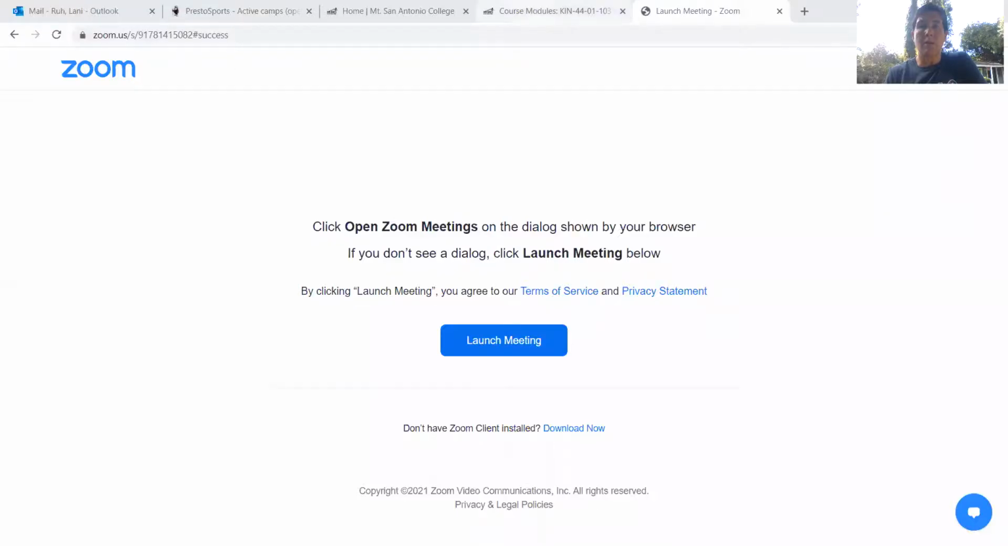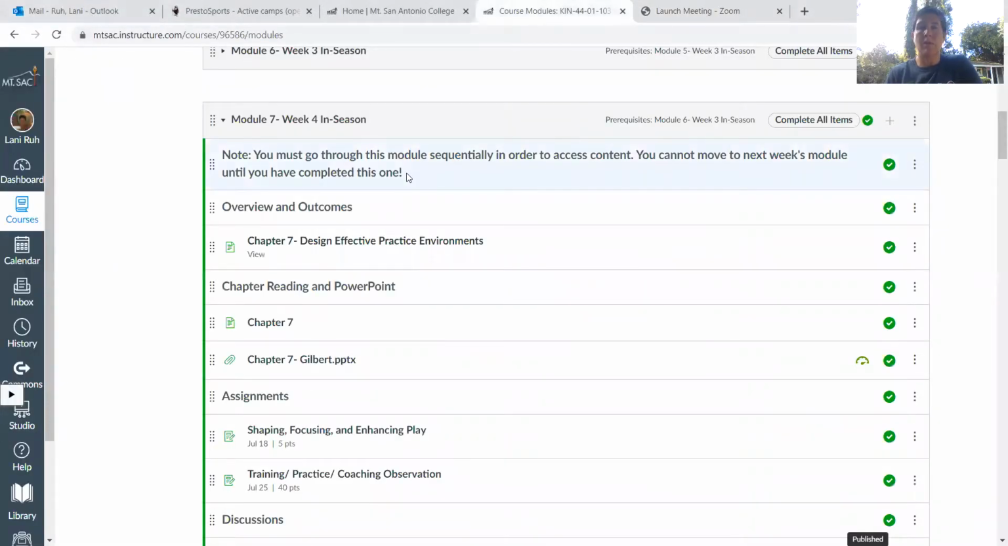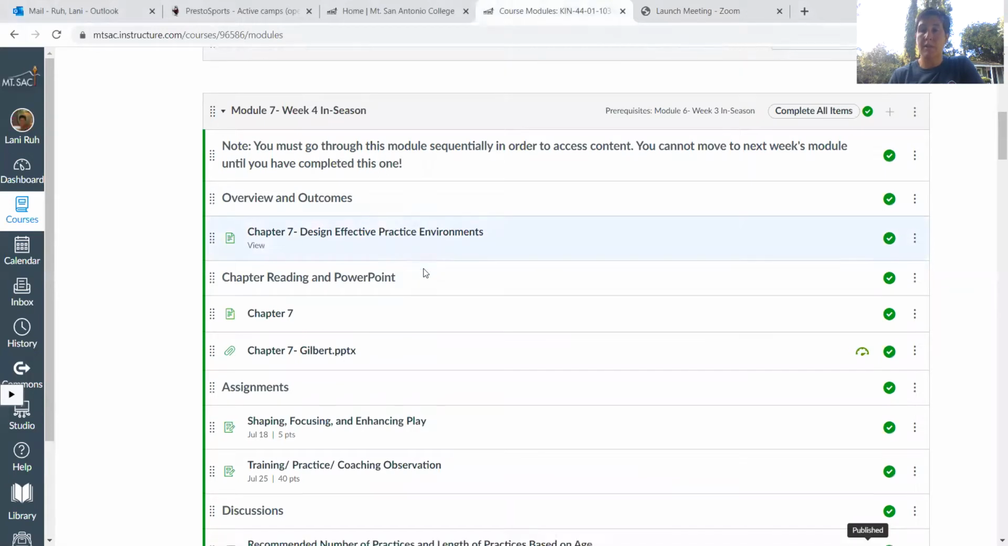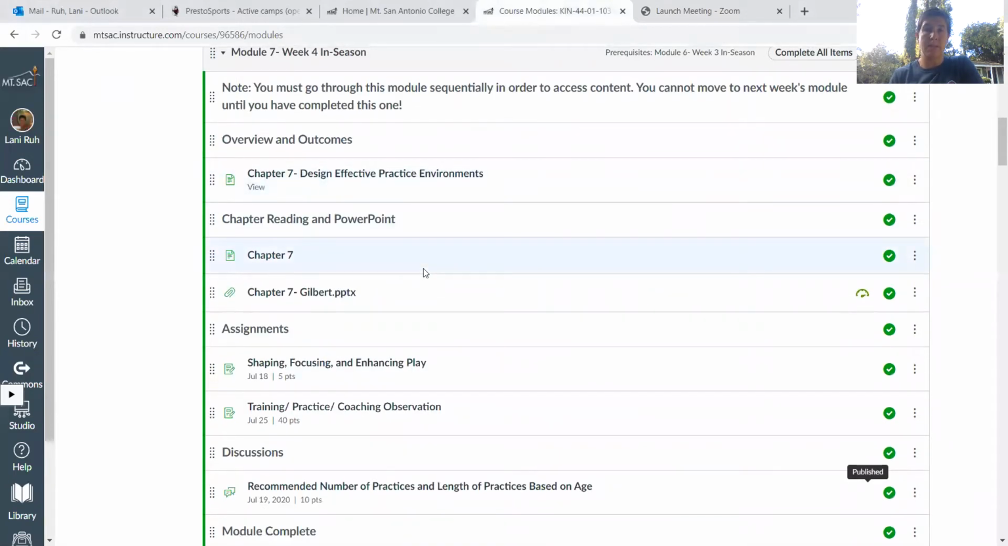So what we'll be working on this week, and we're in week number 4, a few things. We have a midterm. We'll be talking about in season. So starting with module 7, this is week 4. We're talking about being in season, so designing effective practice environments. A big part of any team success is a coach that's able to do those things.